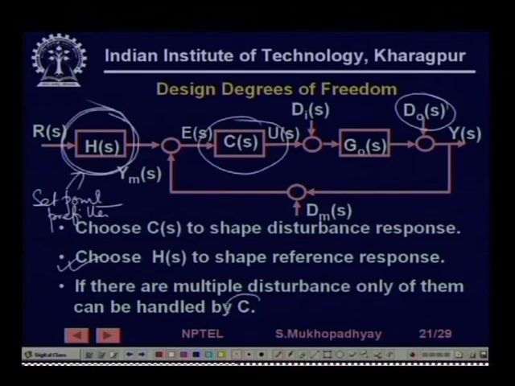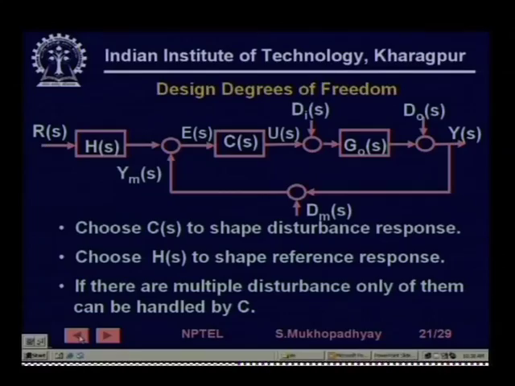But remember that if you choose only one C, then you cannot shape your response to D0 and Di and Dm simultaneously. You can do it for only one of them. These have to be realized to be able to choose the control structure. So this tells us that if we want to assign independent disturbance and reference responses, then we cannot use the conventional control structure, because that is 1 degree of freedom.